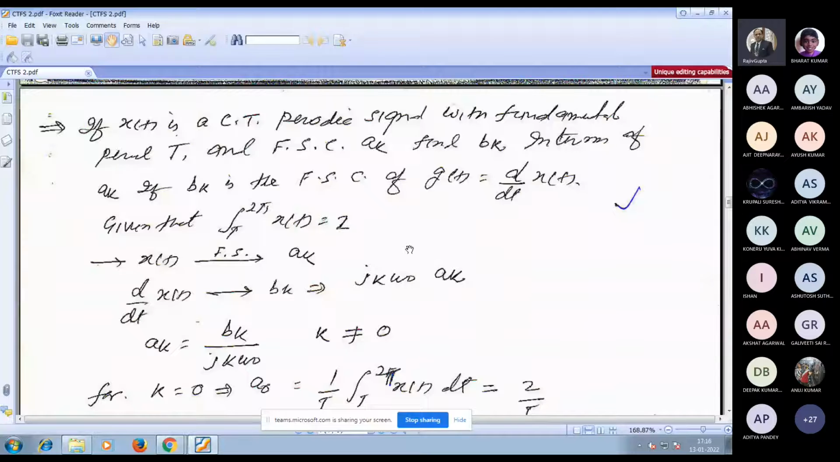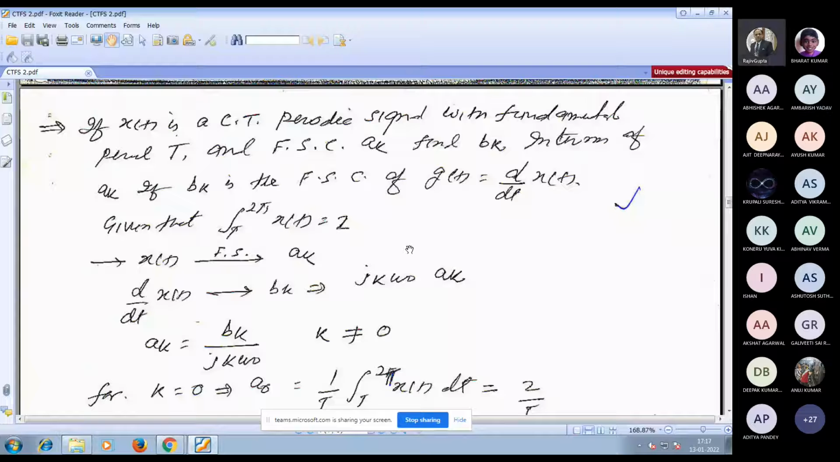Let me tell you from the start. Let's say x(t) is a signal whose Fourier series coefficient I have written as a_k. Now if I differentiate this signal, meaning g(t) is d by dt of x(t), let's say it has Fourier series coefficient b_k, which is nothing but jk omega naught times a_k. So we have a relation between b_k and a_k. You can write a_k equals b_k by j omega naught k.